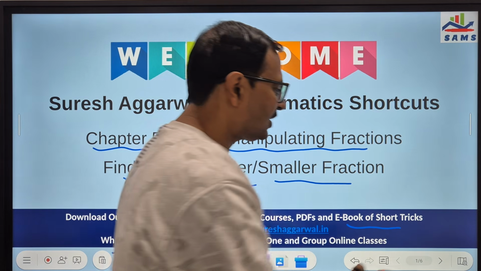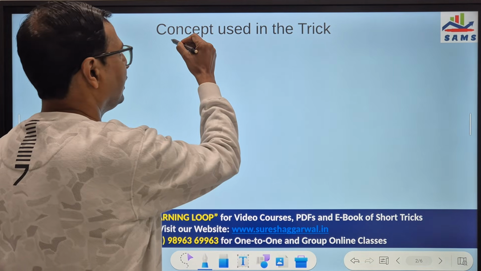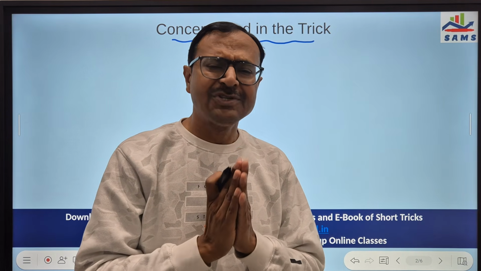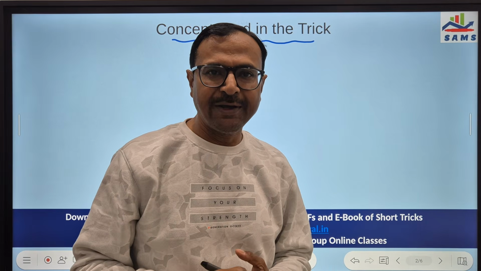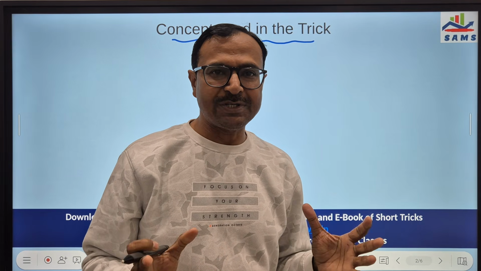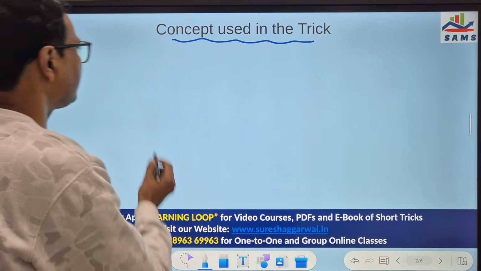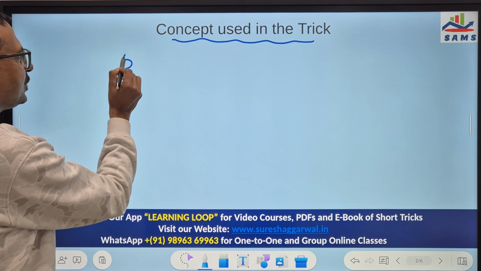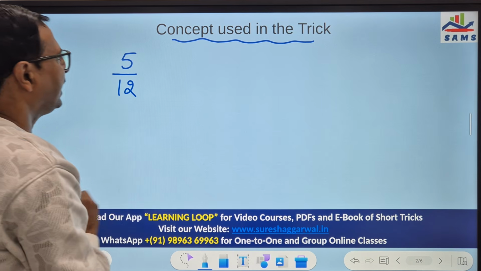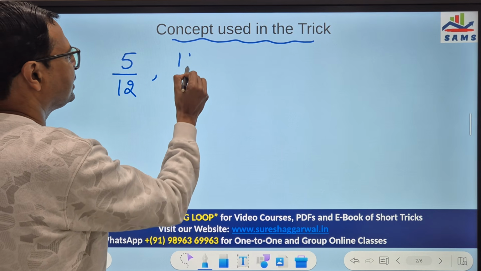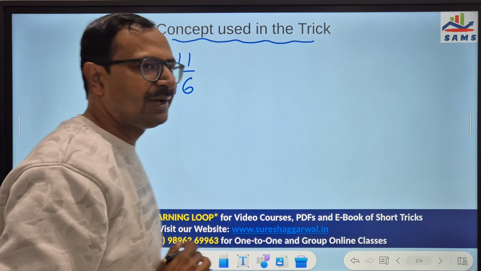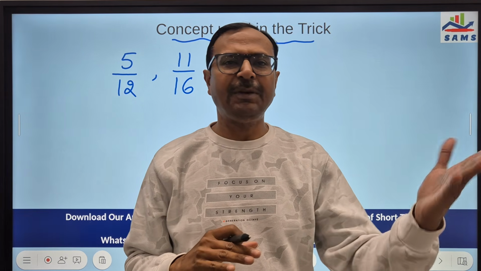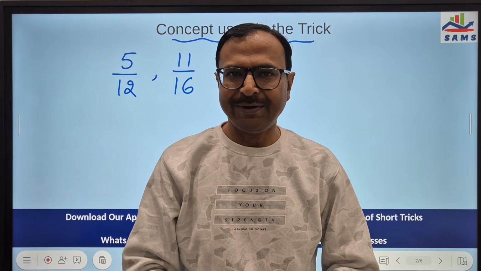So friends, let's see the concept of this trick. You know what we are doing? We are trying to compare two different fractions. So I'll take an example of how the students do it, and then we will solve some questions using this short trick. So suppose we are given 5 by 12 as one of the fractions, and let's take 11 by 16 as the other fraction. Now we want to compare which one of these two is greater. Obviously one will be greater and the other one will be smaller, right?